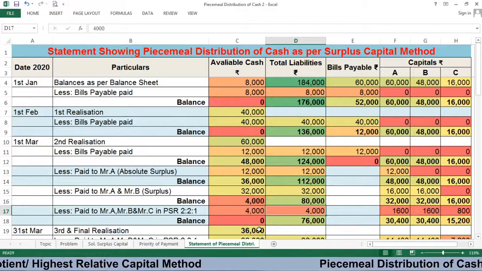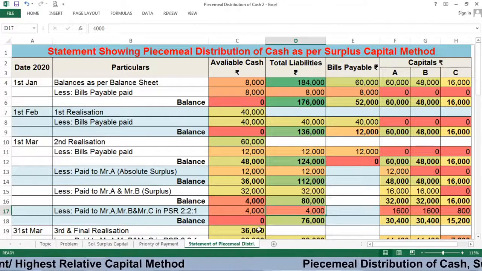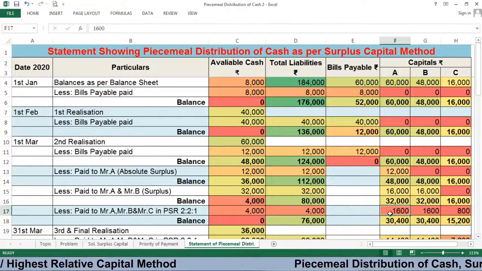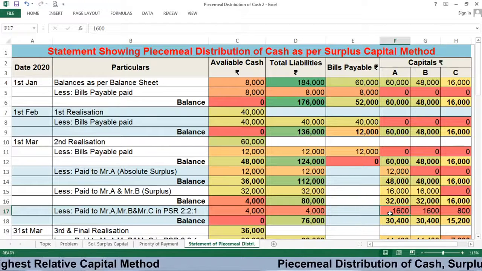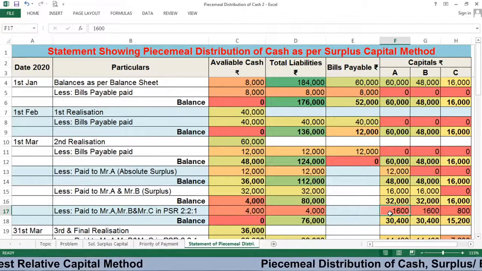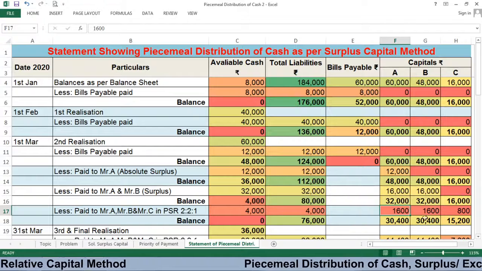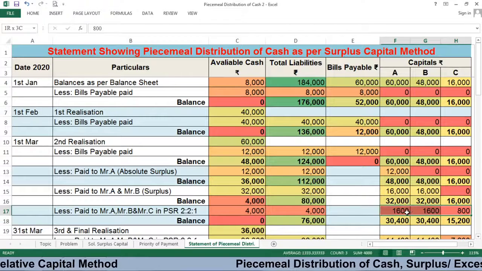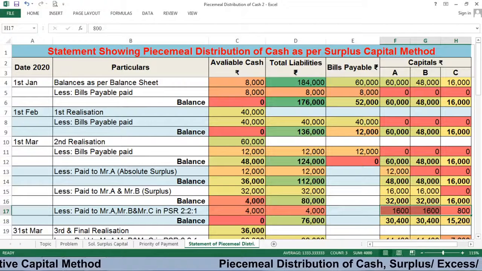So 4,000 into 2 divided by 5, it comes to 1,600 to Mr. A. The same will be received by Mr. B, that is 1,600, and one share, that is the share of Mr. C, will be rupees 800. So in total we have to pay 1,600 plus 1,600 plus 800, which comes to 4,000.